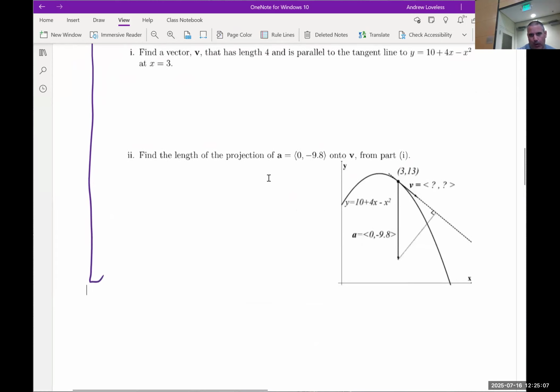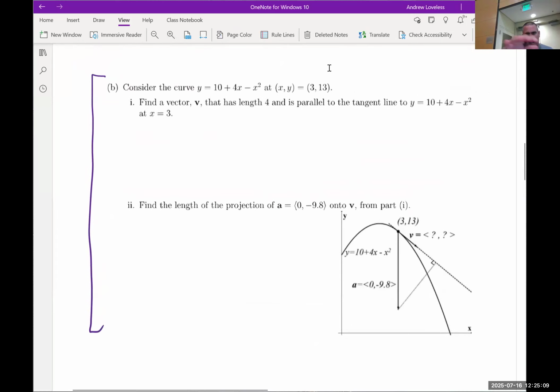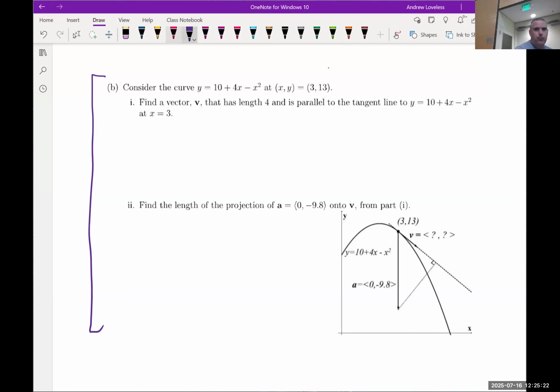This was me trying to do a problem of, like, imagine you're sliding down a surface or a curve and you know the acceleration due to gravity, and you want to know how much the acceleration is in the direction we're going. I didn't state it that way, but that's where it comes from. But this question first. Find a vector that has length 4 and is parallel to the tangent line at 3. How did that go? So I do need to find the tangent, the derivative.